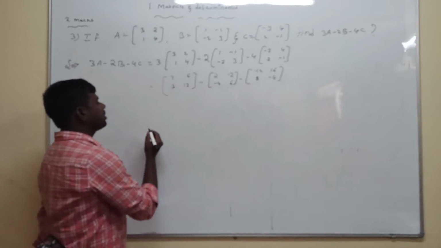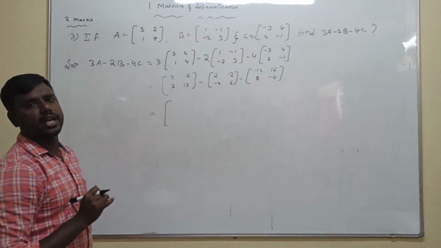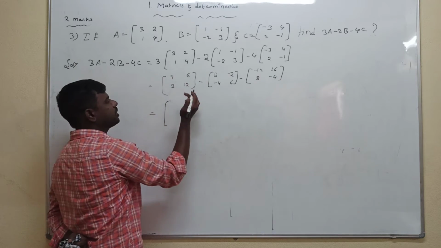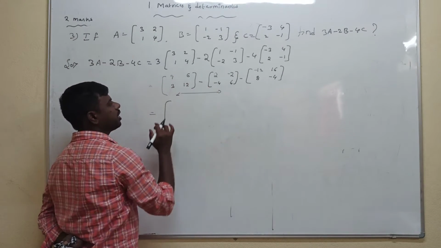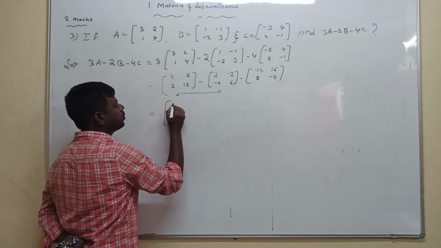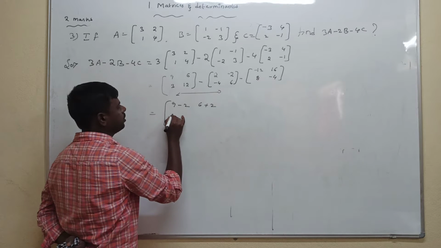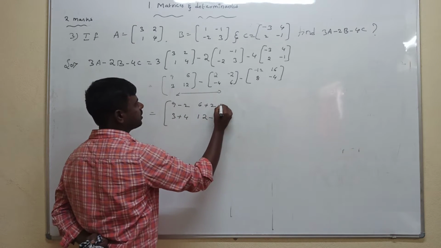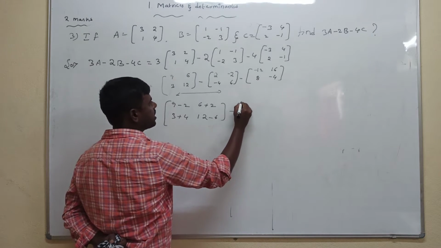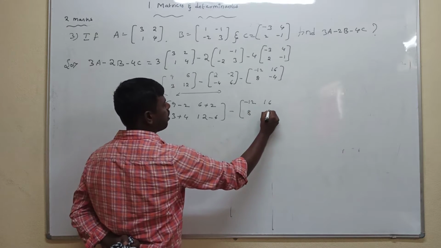Now we are subtracting the three matrices, meaning we are subtracting corresponding elements. First we need to calculate this one. So we are subtracting corresponding elements. 9 minus 2, and 6 minus minus 2 is plus 2. 3 minus minus 6 is plus 4. 12 minus 6. So the last matrix write as it is. Minus 12, 16, 8, minus 4.